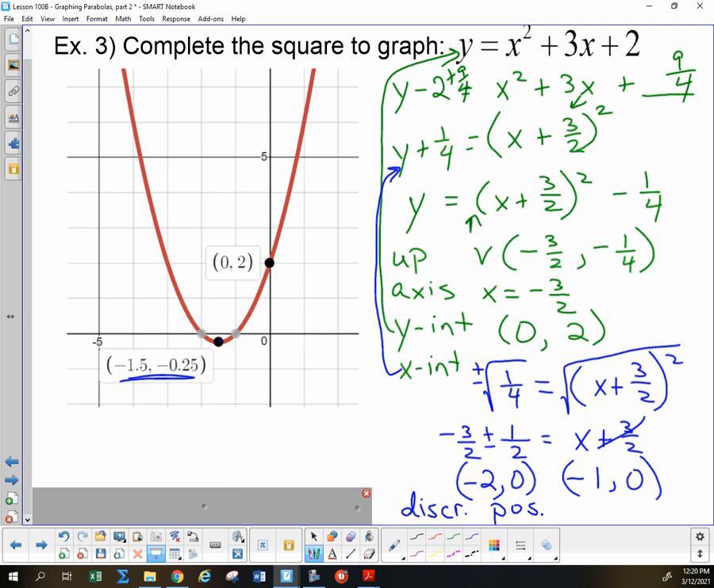We have our x-intercepts: negative 2, 0 and negative 1, 0. We have our y-intercept, 0, 2. And if I draw my axis of symmetry in here, I can, by symmetry, come the same distance on the other side and have my fifth point, draw my parabola through those, and get my arrows on both ends.